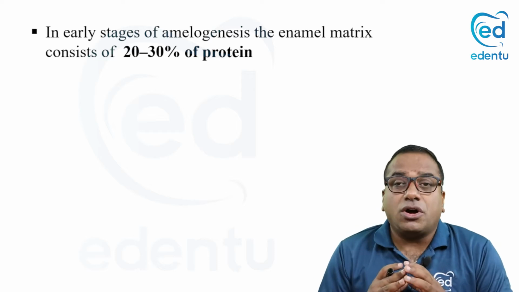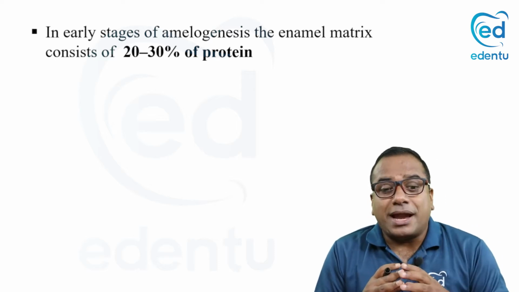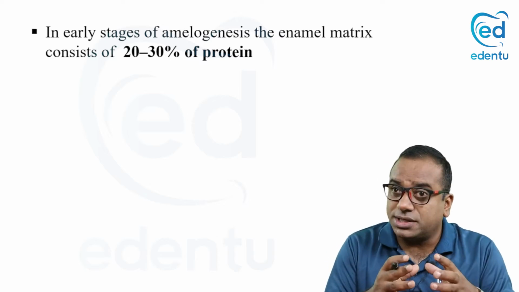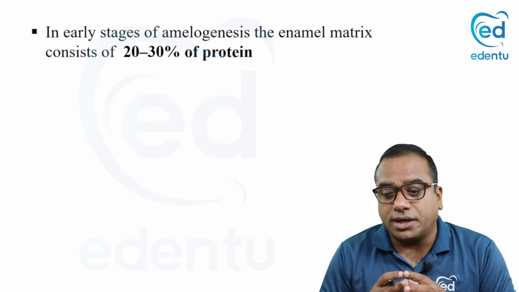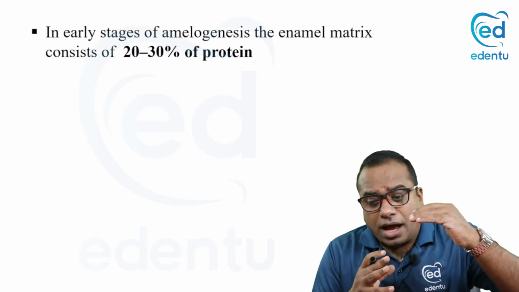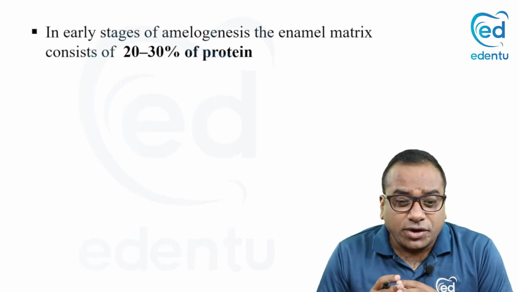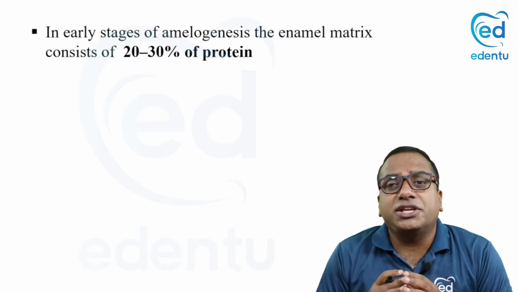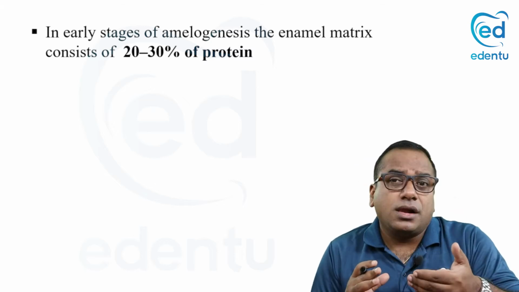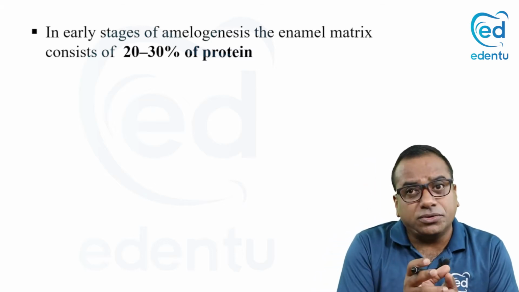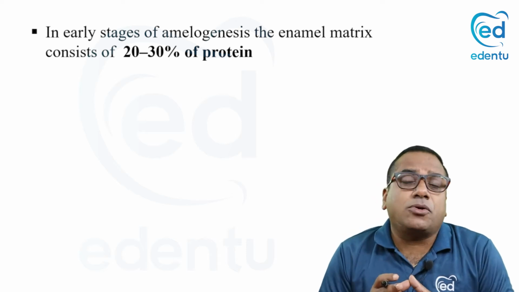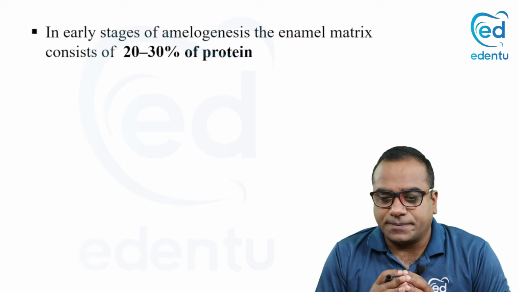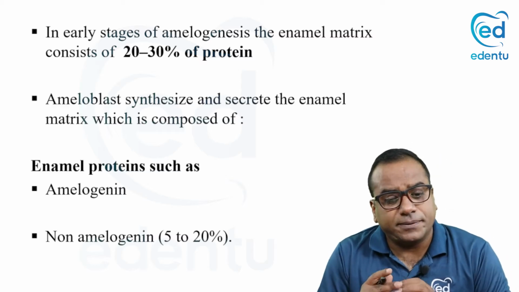Now in the early stage of amelogenesis, the enamel matrix consists of 20 to 30% proteins. In the initial stages of amelogenesis, it's highly rich in protein, 20 to 30%. But this protein content gradually decreases during the process of mineralization. So at the time of matrix deposition, the protein is 20 to 30%, and when the mineralization process begins, the protein amount decreases. So that is what you should know.